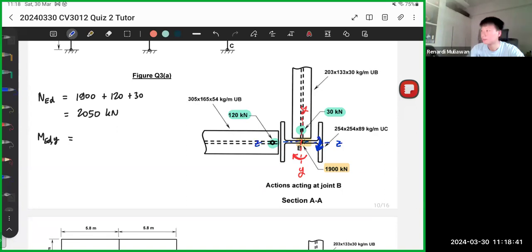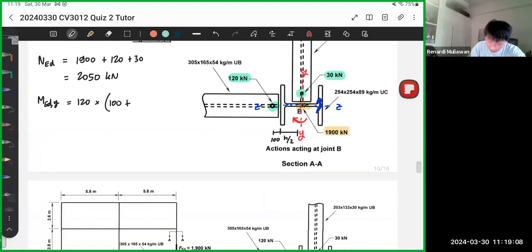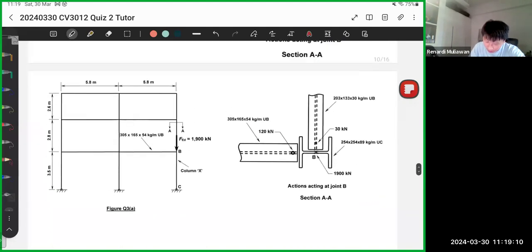Yeah, that's ZZ. Okay. Actually, let me draw the arrow this way, just to match the loading. Okay, so MEDY is 120 times, again, this one is H/2, right? This one is H/2. This one is assume 100, so 100 millimeters plus H/2. So this one you need to refer to the table.